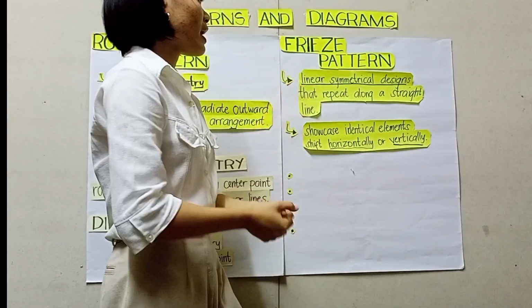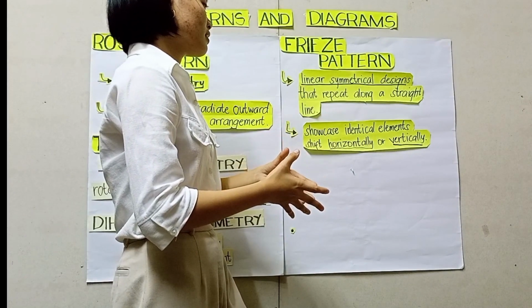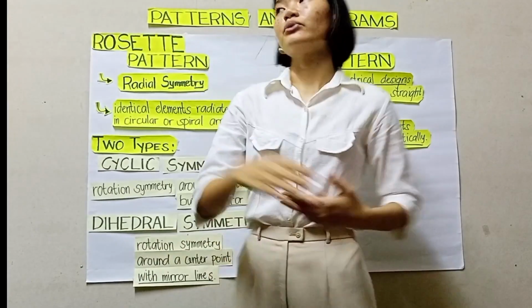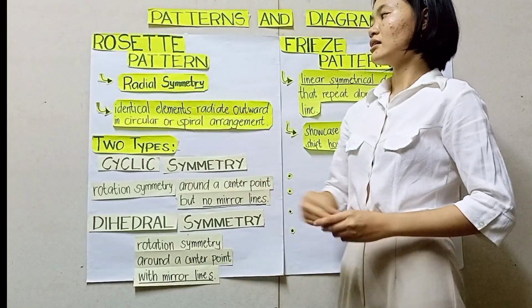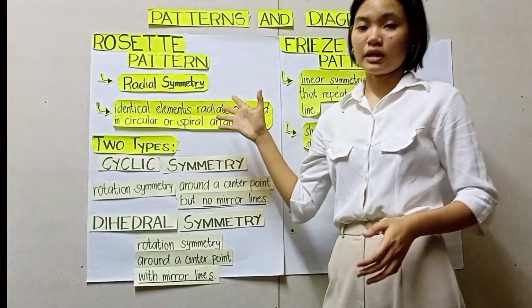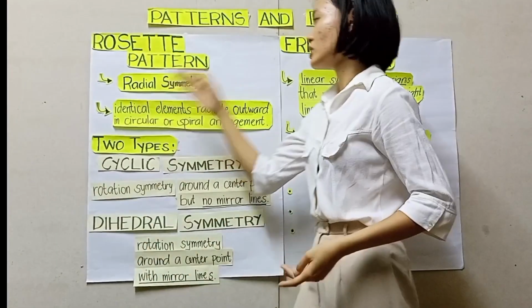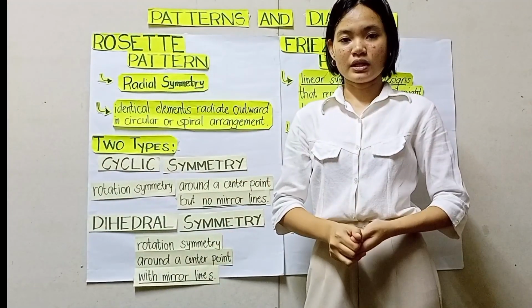So, frieze pattern is a linear symmetrical design. Compared to the Rosette pattern, which is focused on radial symmetry. Frieze pattern, linear symmetry. Rosette pattern, radial symmetry.